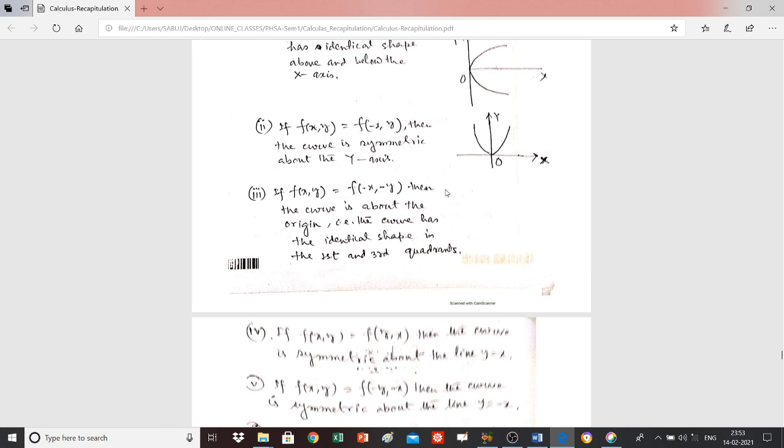In that case, the curve has an identical shape in the first and third quadrants. In the first quadrant, both x and y are positive, and in the third quadrant, both x and y are negative, and the function has an identical value in both. So when f(x, y) equals f(-x, -y), the function is symmetric about the origin.